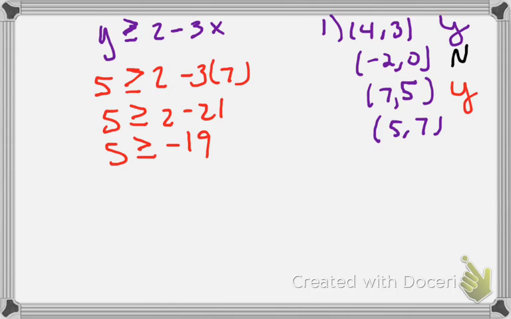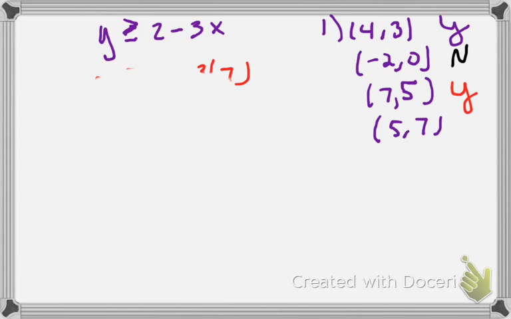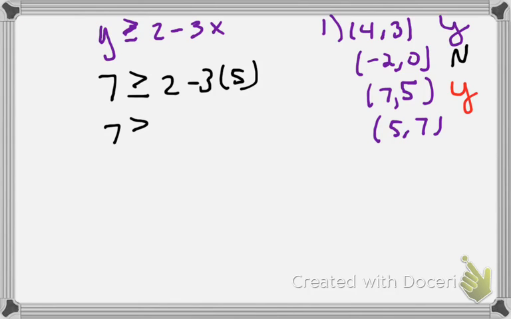Let's do one more. Remember, we're just testing to see if these are solutions, if they're true or not. This one's reversed, so we'll say 7 is greater or equal to 2 minus 3 times 5. 7 is greater or equal to 2 minus 15, and so 7 is greater or equal to negative 13. Is 7 greater than negative 13? Yes, it is. So these are ways you could find the solutions.